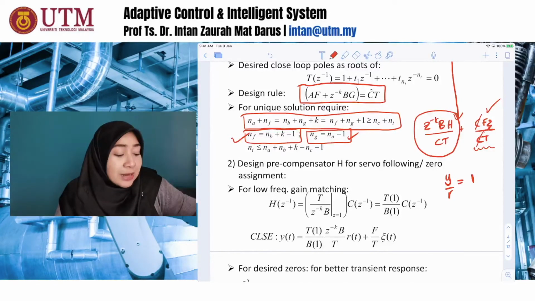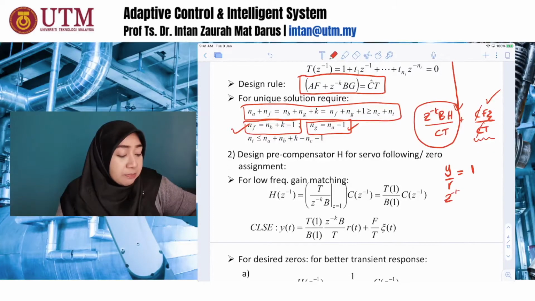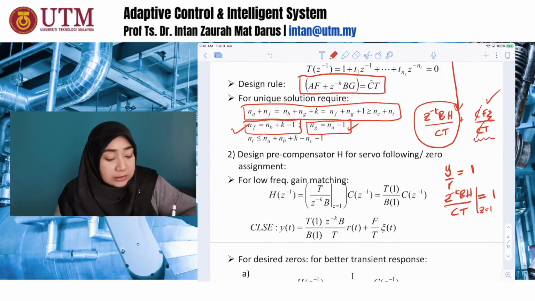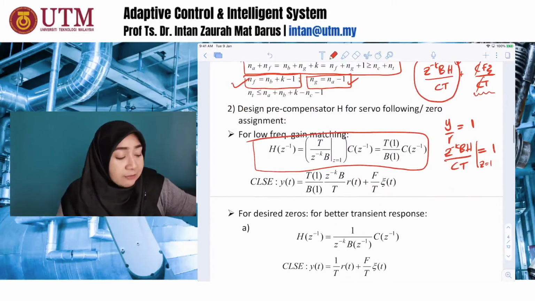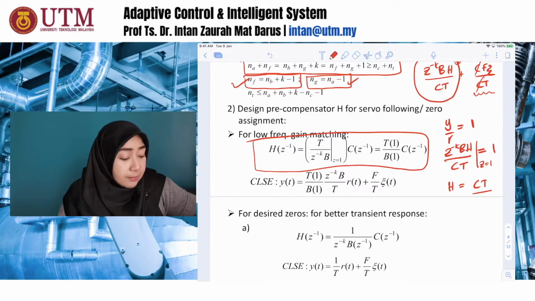All right, having that in mind, what you want is z^-k B H over C T to be equivalent to 1, with all the z in there equated to 1. So this is what we have here. From this equation, I can write H is equal to C T divided by z^-k B, all right? We can do that, right?